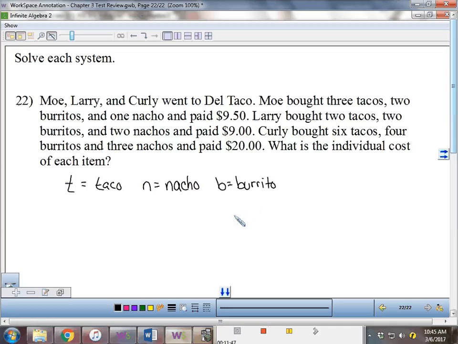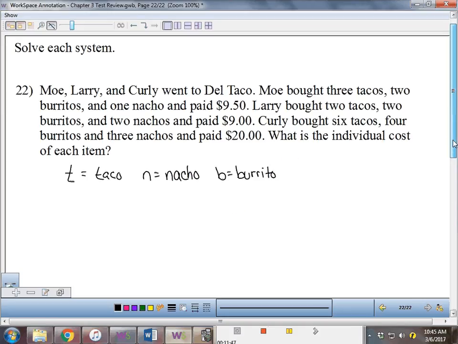What's the name of that movie? Glory Road? Taco, nacho, burrito. No, man, I'm looking for hot doggo.